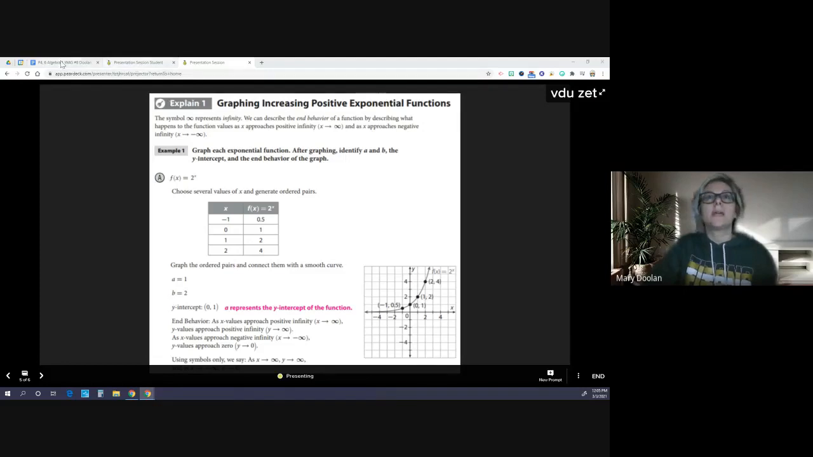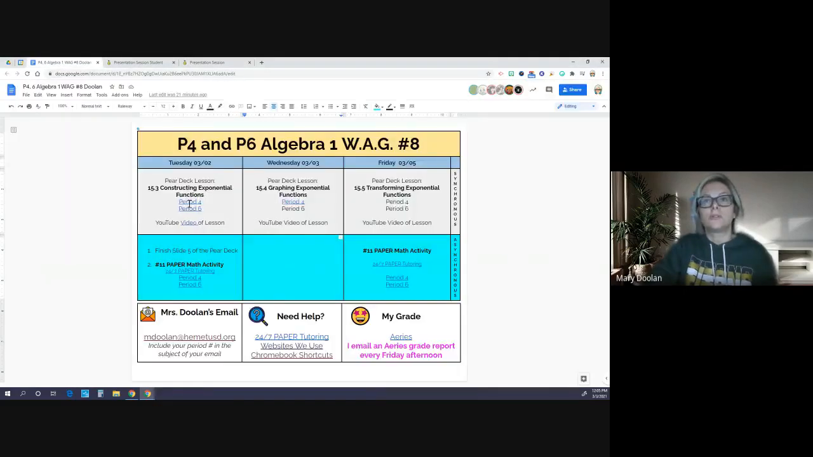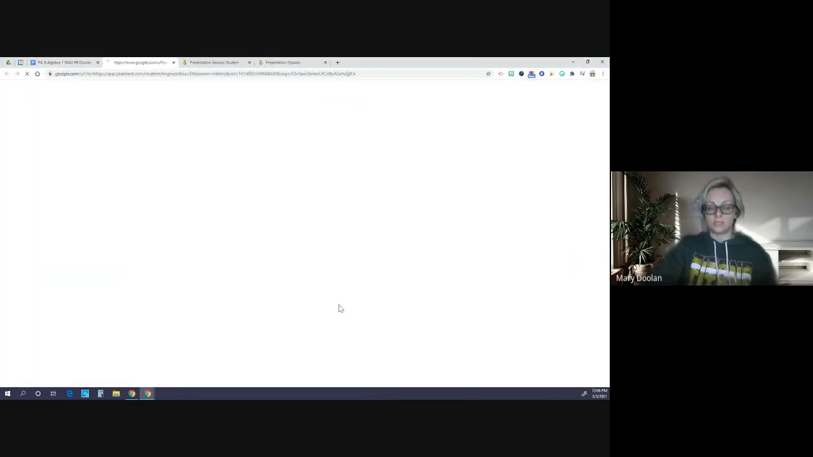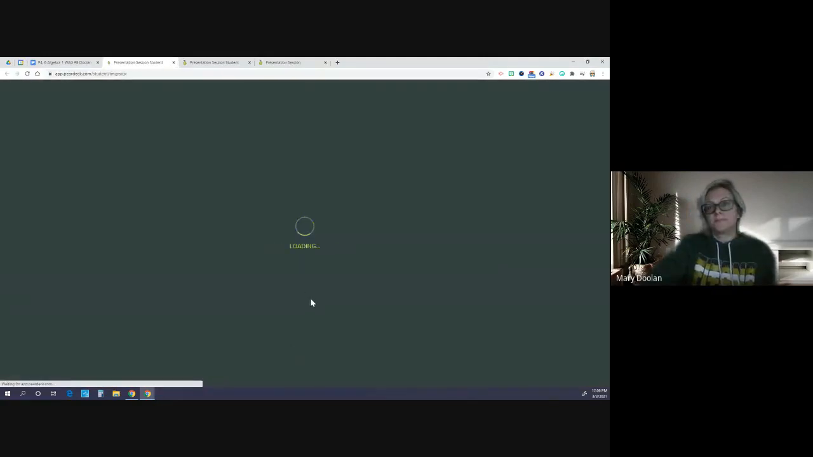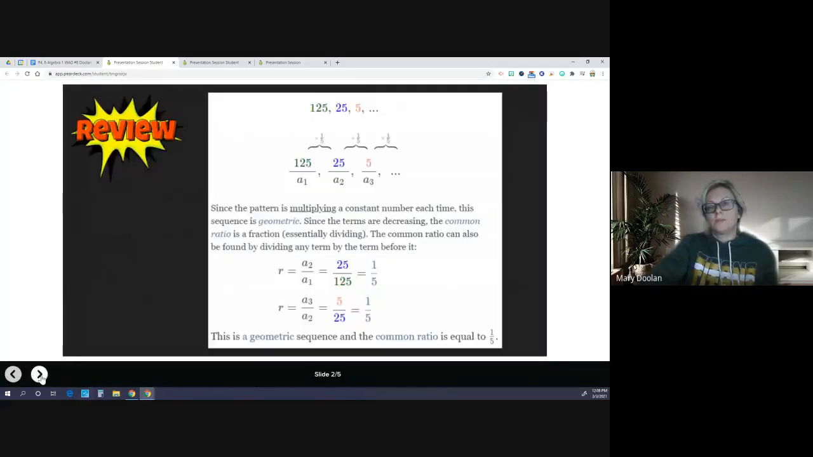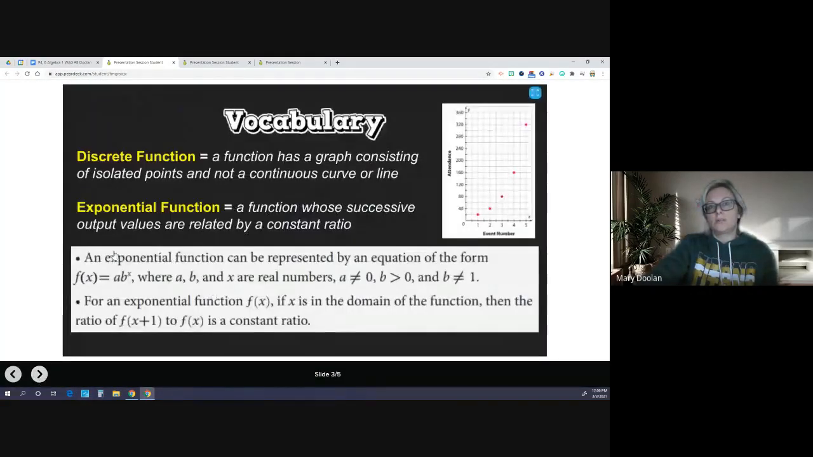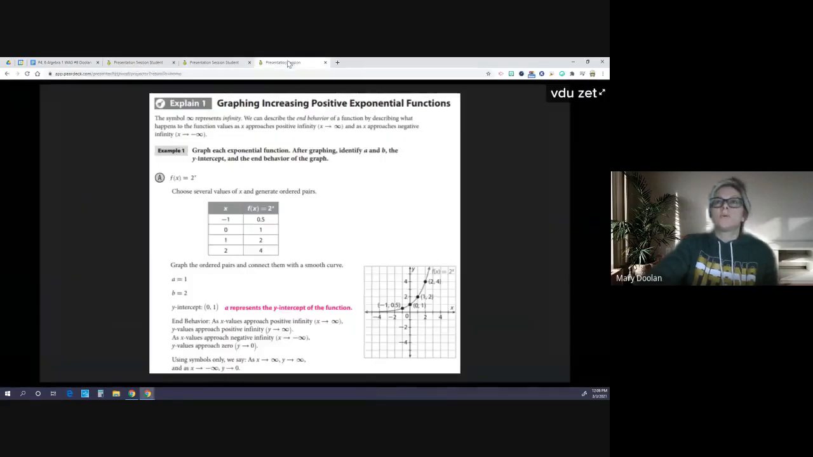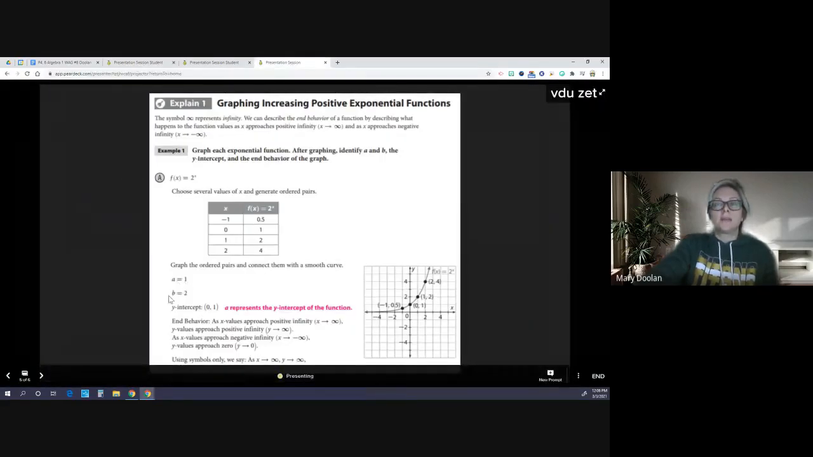When they talk about A and B, let me show you. They go back to yesterday's pair deck. Right here. So this is what they're talking about, A and B. F of x is equal to A times B to the x power. Okay, so A and B are the two numbers that are here.